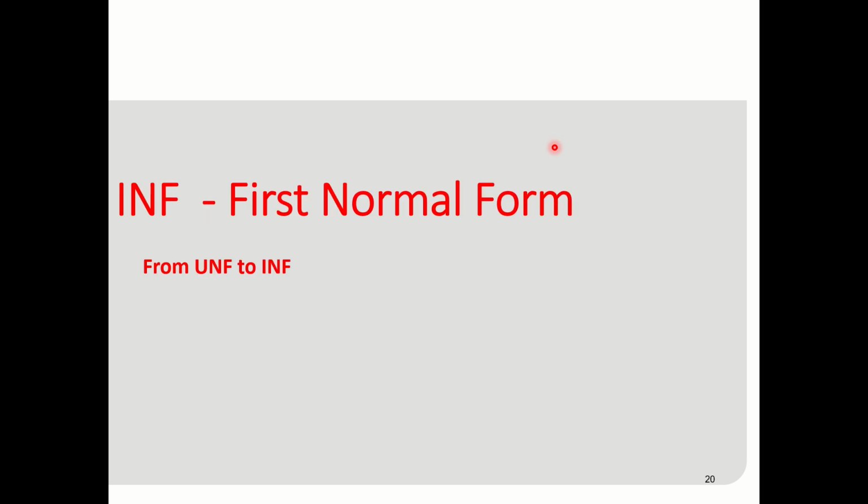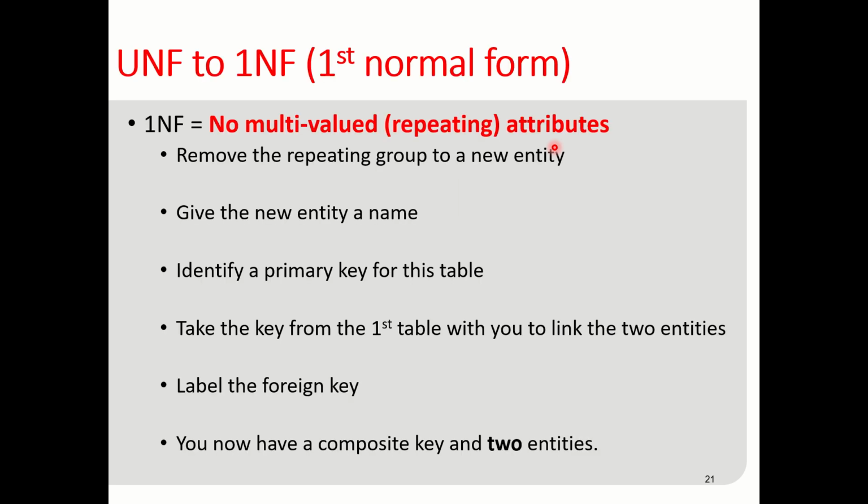Now, in the first normal form, we are converting from the unnormalized form to the first normal form. What are we going to do? We are trying to identify the multi-valued attributes and remove them, making sure that there are no multi-valued attributes. From the unnormalized form, you need to identify the repeating group, give it an entity name, and then identify the primary key.